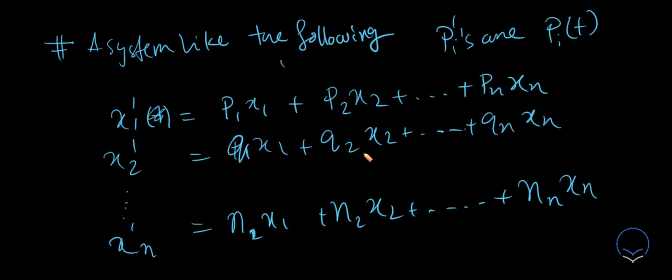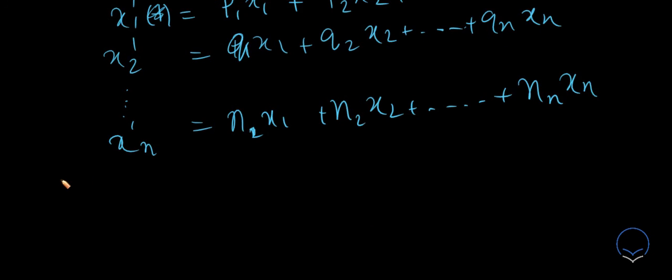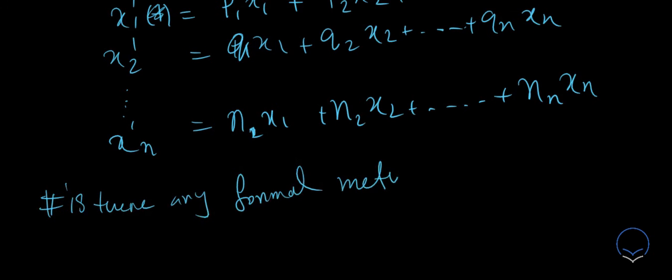If you have a system like this, the substitution method won't work. I mean, it will take a very, very long time to do that. Even in the case of three variables, it takes a long time and it becomes really complicated. So now we ask, is there any formal method to solve this system?